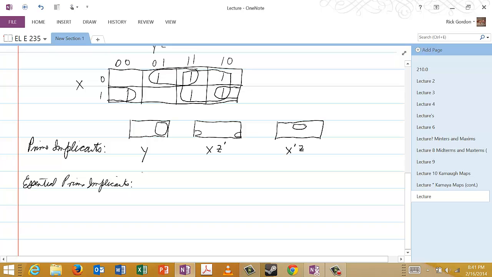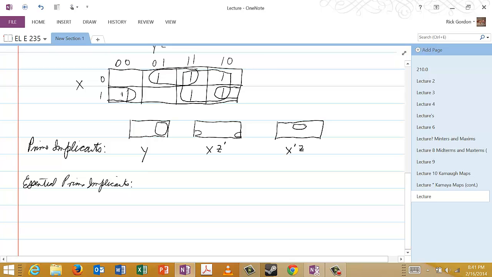And remember that in order to identify essential prime implicants, we first look for essential 1 cells. And again, what is an essential 1 cell? It is a 1 cell that is contained within only 1 prime implicant. So let's just go through these one by one.